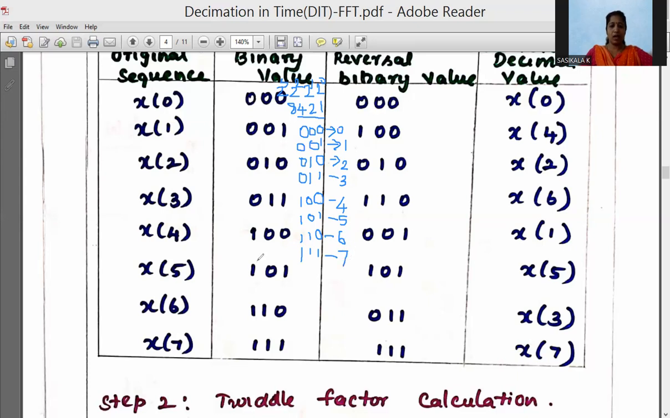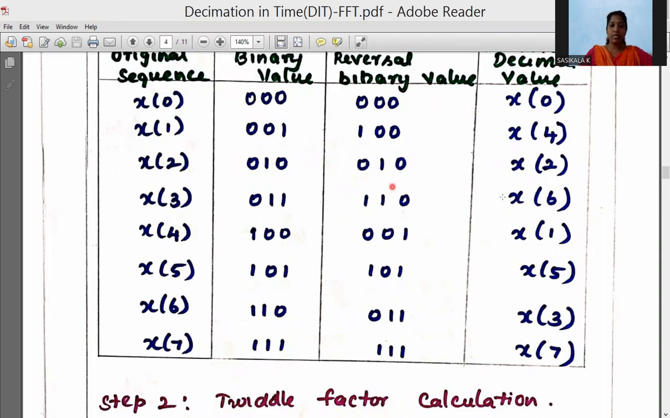Can you understand how we write 0, 0, 0 for 0 and 0, 0, 1 for 1? I hope you understand. Understand this? So the second column is the binary value for the original sequence, and the third column is the bit reversal value.